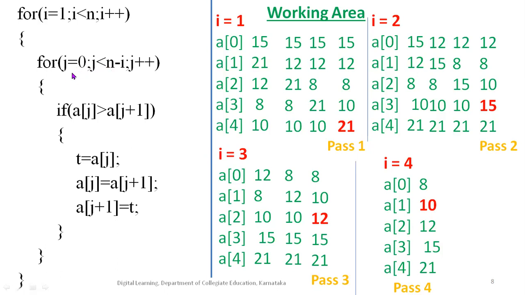So when j is 0, we enter inside the j loop. So now you can see that a of 0 greater than a of 0 plus 1. That means a of 0 and a of 1 is going to be compared. So 0 and 1 means 8 and 10 is being compared. Is 8 greater than 10? No. So the swapping will not happen. And since j has reached its final value, j loop has to terminate, and also I has reached its final value. So at the end of the fourth pass, we see that the fourth element has reached its final value.